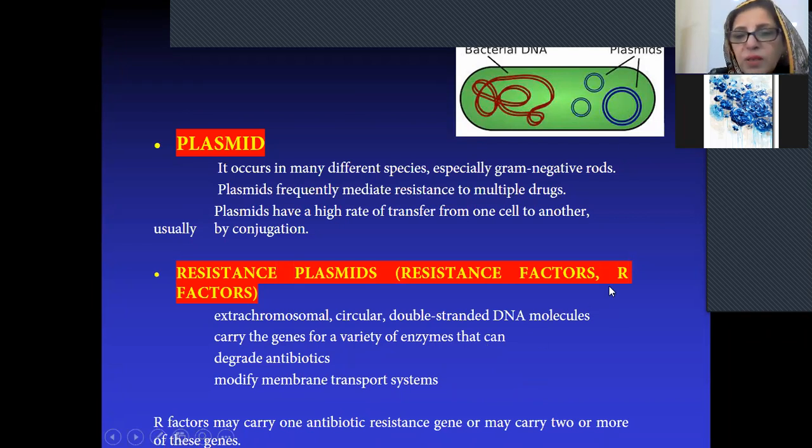What these resistance factors code for are the enzymes that can degrade the antibiotics, or which can modify the transport system.